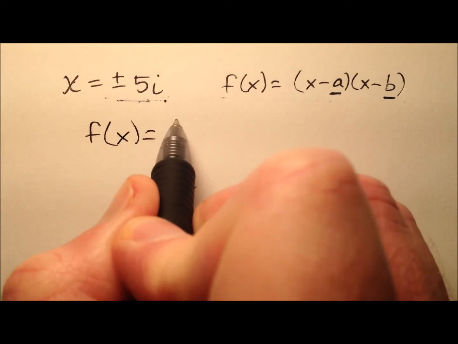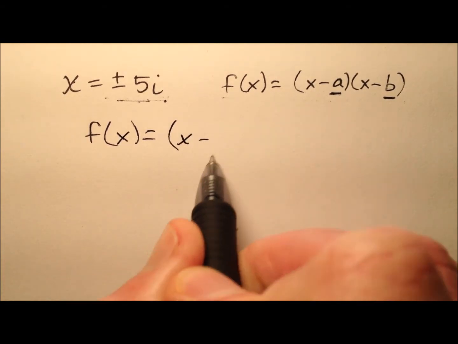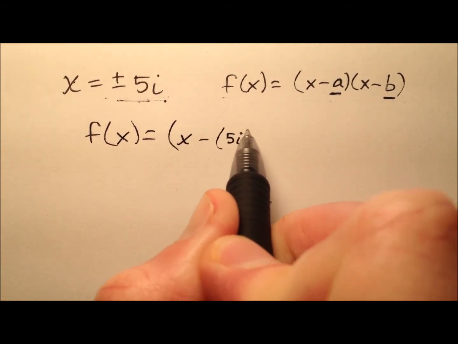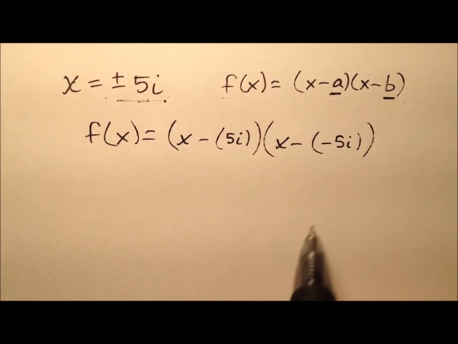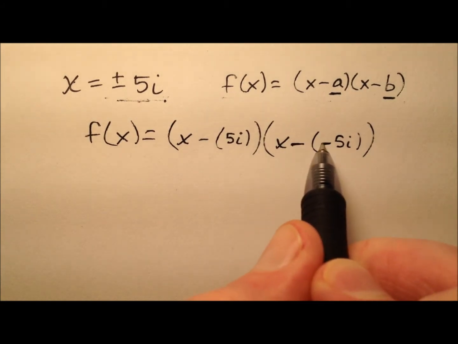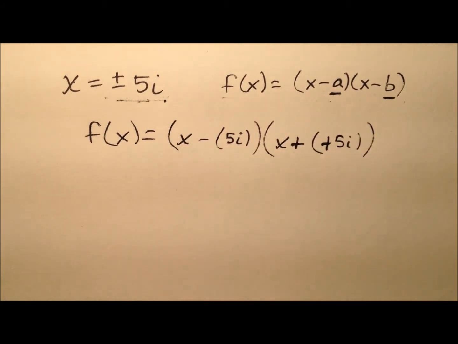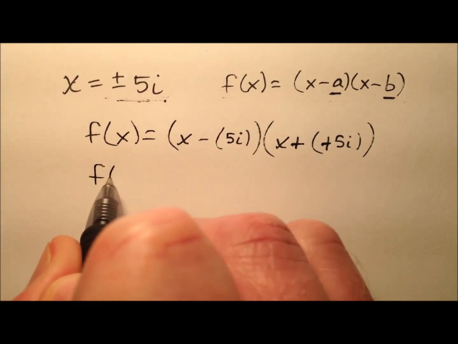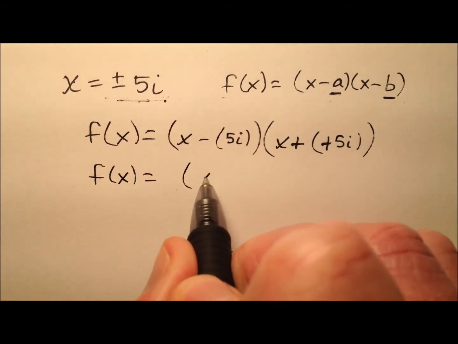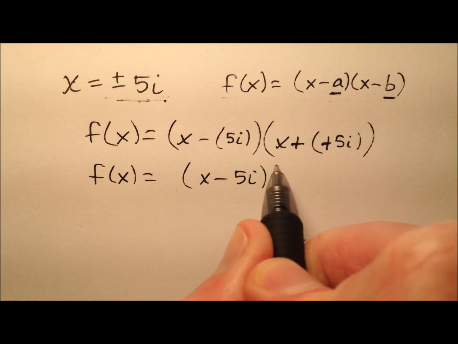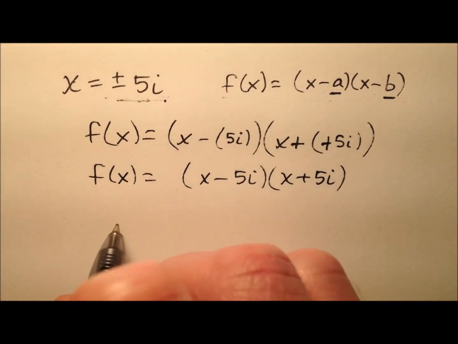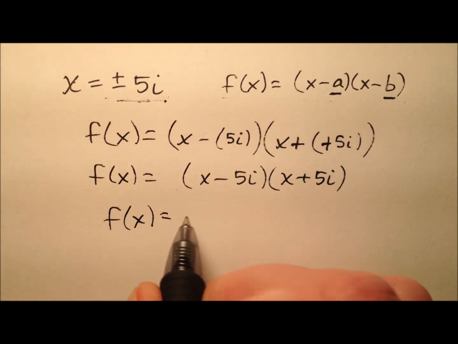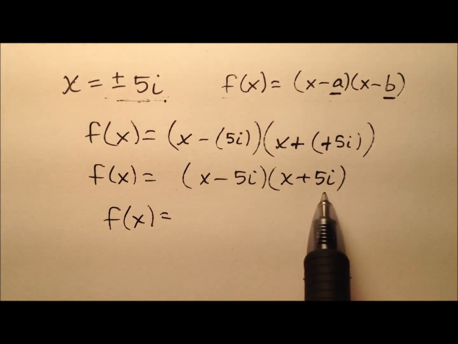So f of x equals x minus a. So we'll use 5i for the first one, and x minus negative 5i for the second one. So when we subtract a negative, we know that's just going to become a plus. So our function here is actually x minus 5i and x plus 5i, which when we go through and multiply this, these are complex conjugates.